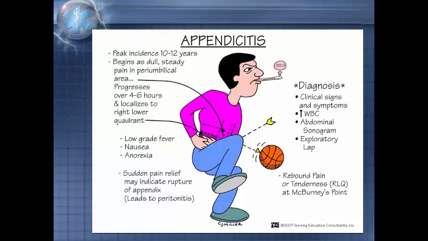It usually starts as a dull, steady ache around the belly button area, and this is going to progress and localize to that right lower quadrant. They'll usually have a low-grade fever, nausea, and some anorexia. Now, if they have a sudden relief in pain, that may mean that the appendicitis or the appendix has ruptured, and now we're going to be headed towards peritonitis instead.